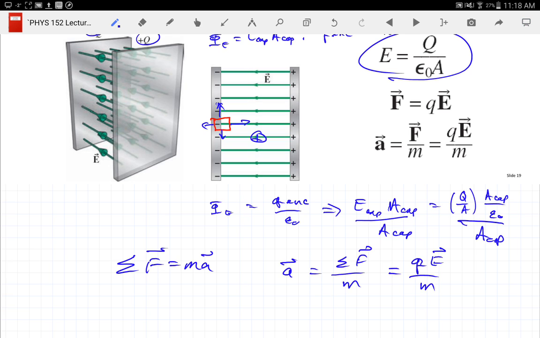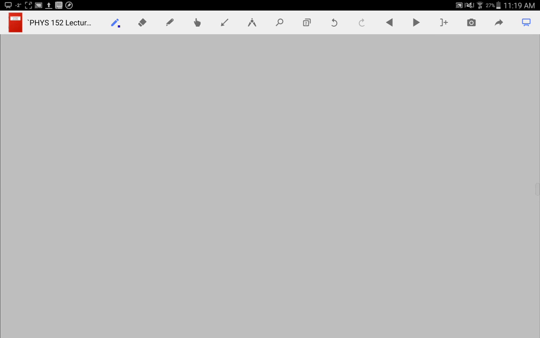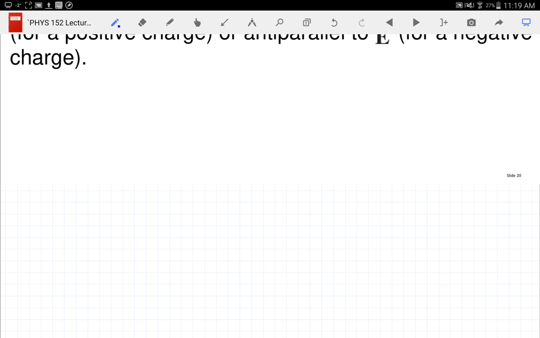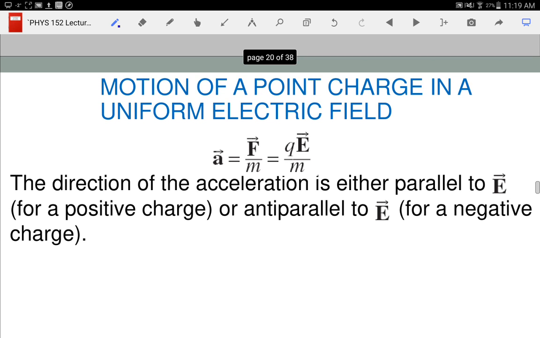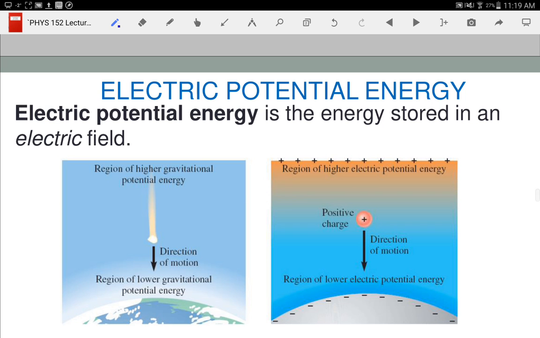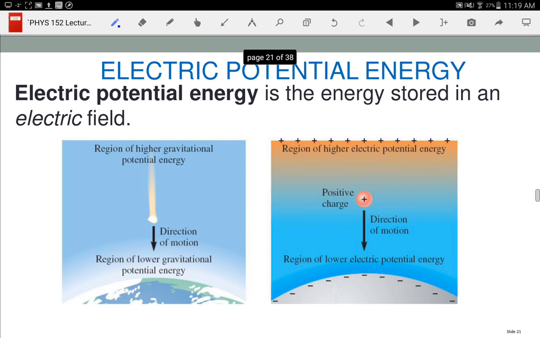So now we're going to shift to talking about how something moves when it's in an electric field. And in order to do that, we like to talk about its energy. And specifically, we're going to talk about its energy per charge. So I'm going to stop on this slide here talking about electric potential energy.